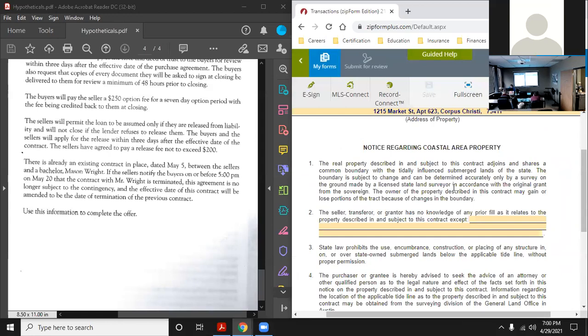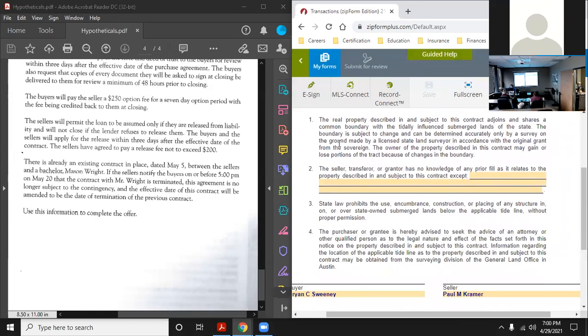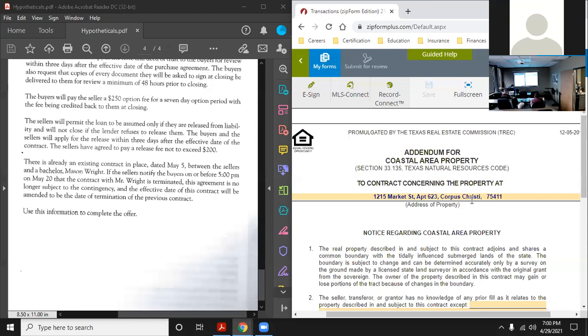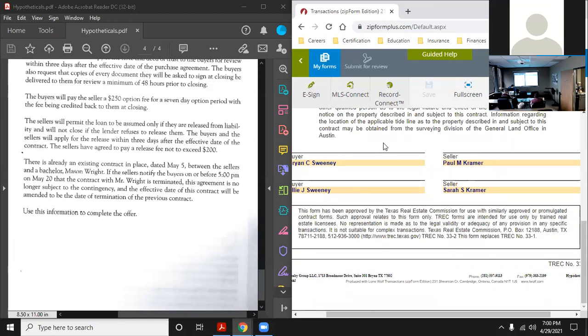Addendum for coastal area property. It's more of just a notice regarding the property. This is the one saying, again, you can't build a giant structure blocking the beach. And this is saying the seller, transfer, or grantor has no knowledge of any prior fill as it relates to property described and subject to this contract. If the seller doesn't notice anything like that, this would be left blank. So you literally just have this page, address and property, and then just have them sign here.